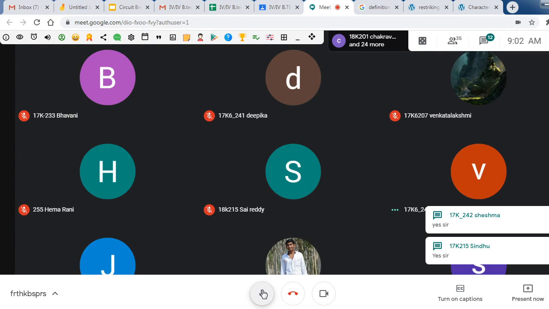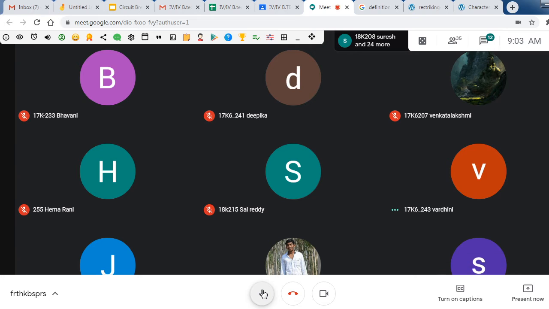Today we are going to see types of circuit breakers. Before going to the types of circuit breakers, let us recollect the class what we discussed yesterday. Okay. Let me call Bhavani. What we discussed yesterday.